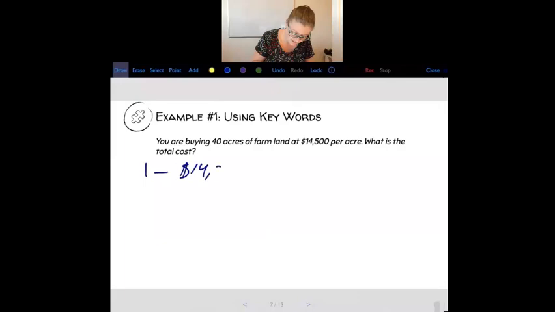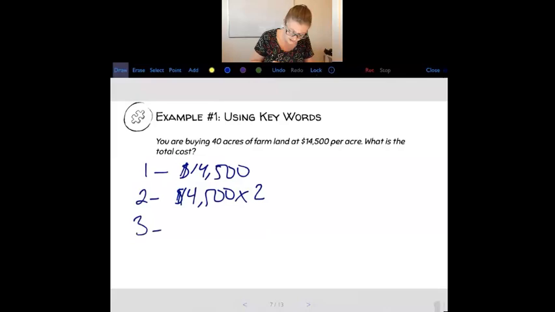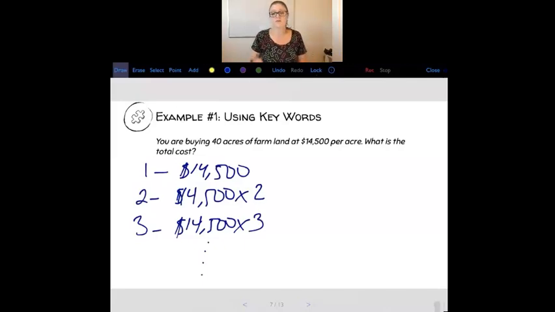is 14,500. 2 acres is 14,500 times 2. 3 acres is 14,500 times 3. And you see where this is going. We take our cost times the number of acres, which will give us our total cost.